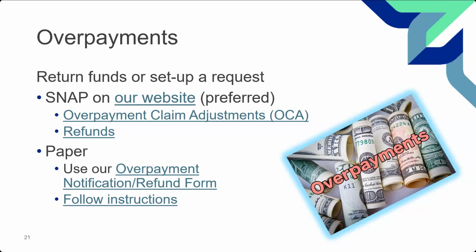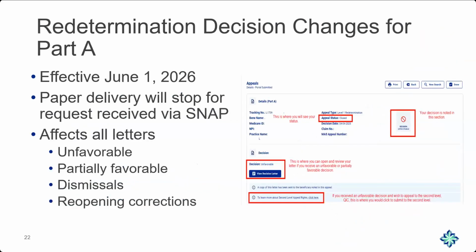All right, let's finish up quickly after those couple of announcements. Oh, I forgot this one. If you do file a Part A redetermination via SNAP, we are going to stop sending paper letters, and we're going to put your letters in SNAP. There's a screenshot for you to help you. Again, I apologize. I forgot to mention that update as well.